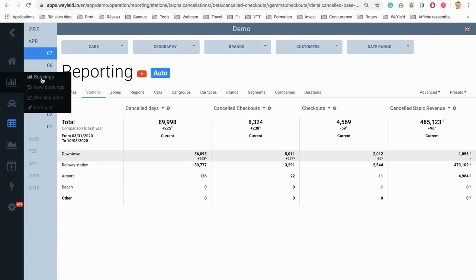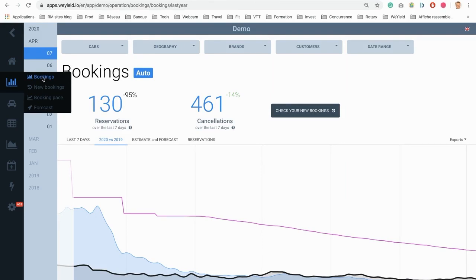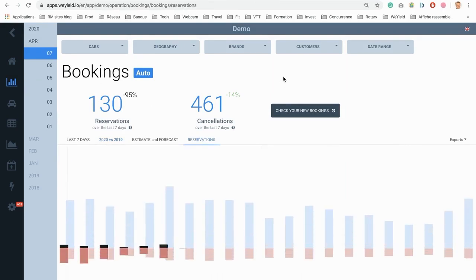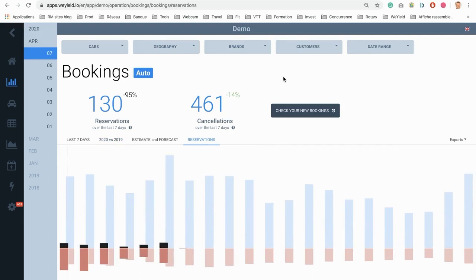Now, I would like to show you on the booking page a new tab that is called the reservation. The concept is not to compute the on rent, so the volume of days that is confirmed, but the transactions. So for the first time now we are going to display the transactions.